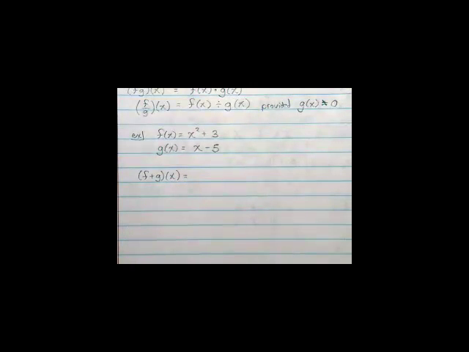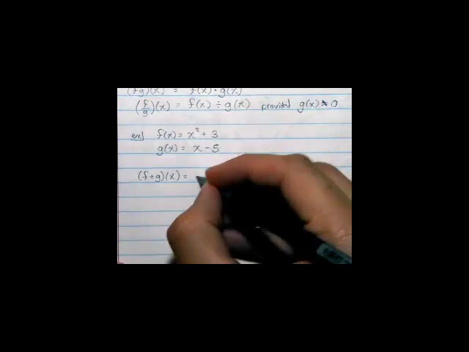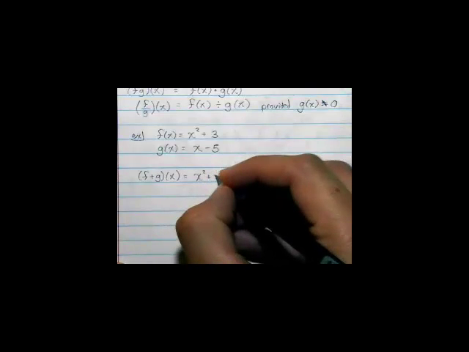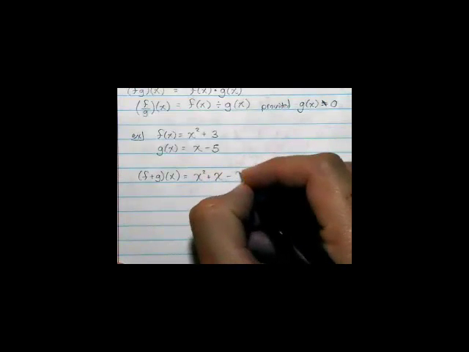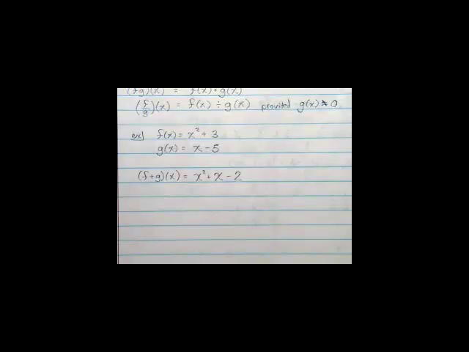So f plus g of x would be taking those two functions and adding them together. Any like terms, put them together. And that's pretty much it. So, can anybody give me the answer to f plus g of x then? Yes, sir. X squared plus x minus 2. X squared plus x minus 2. Yeah, exactly.